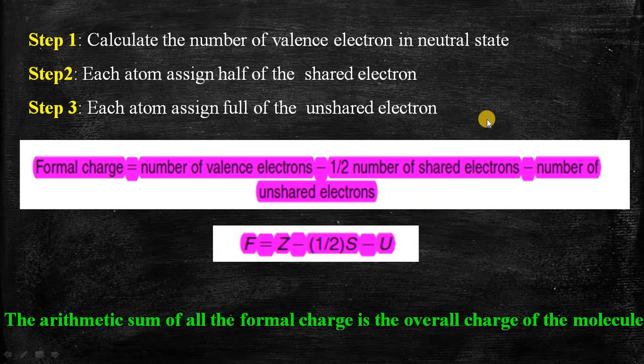Now suppose there are a total of 3 constituent atoms in a molecule. If you calculate the formal charge of the individual atoms and take the sum of those individual formal charges, then the arithmetic sum of all the formal charges is the overall charge of the molecule. So this is the basic theory and formula to calculate the formal charge of any atom in a molecule or ion.